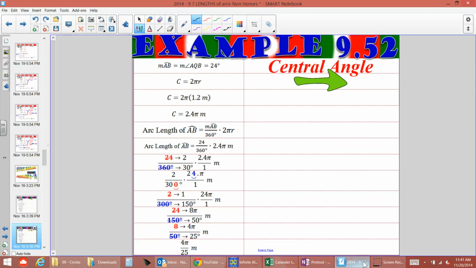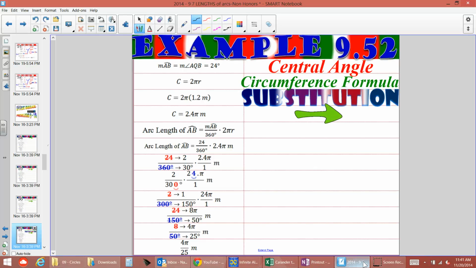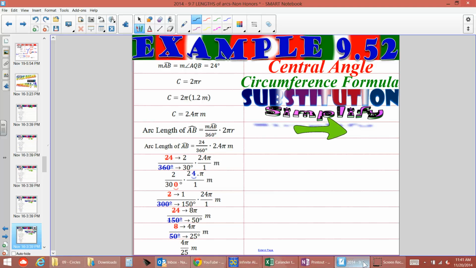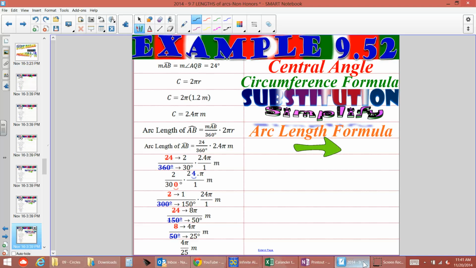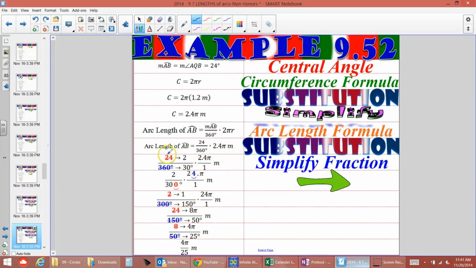All right, so now that's a central angle. That means that the arc is the same as the central angle. Here's our circumference formula. We're going to substitute in our radius in there to find out that our circumference is 2.4 pi meters. Now we're going to use our arc length formula and substitute in our value here. Okay, so here's my circumference, 2.4 pi meters. Here's my arc measure, here's 24. And then we're going to start reducing down the fraction. Okay. So at the first point, I want to simplify 24 over 360. I can reduce that down to be 2 over 30.